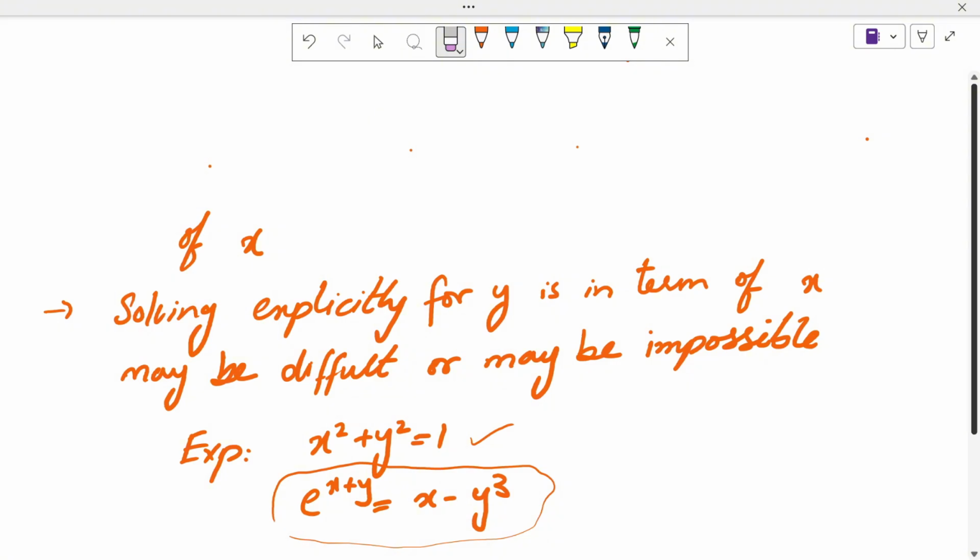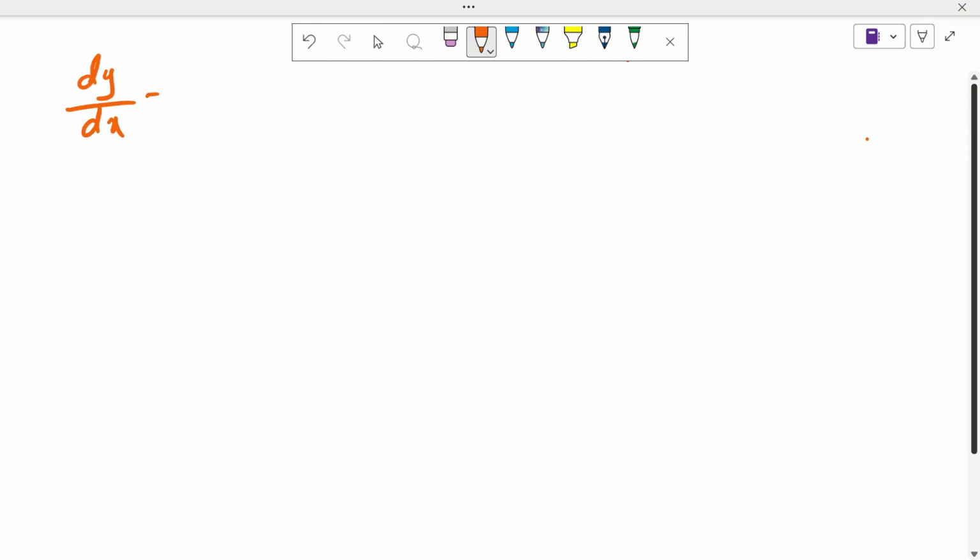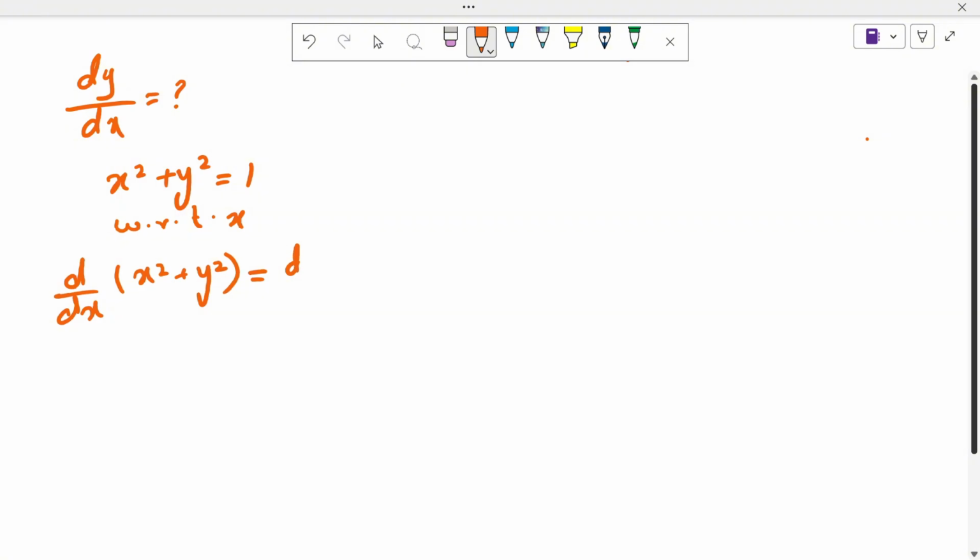So first we will solve the first example, that is x square plus y square equal to 1. So we need to find the dy by dx. This is the question, and we are going to use the implicit function x square plus y square equal to 1. First of all, we will apply the derivative on both sides with respect to x, that is d by dx of x square plus y square, and also we will apply the derivative on the other side. There is only 1, so we will apply the derivative on 1.